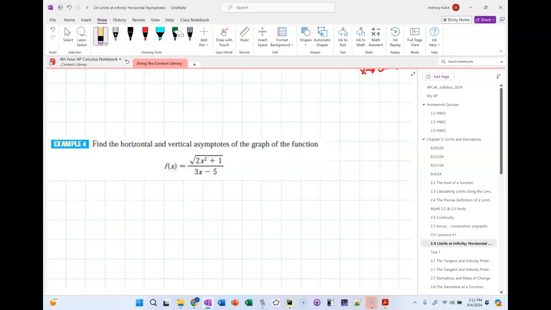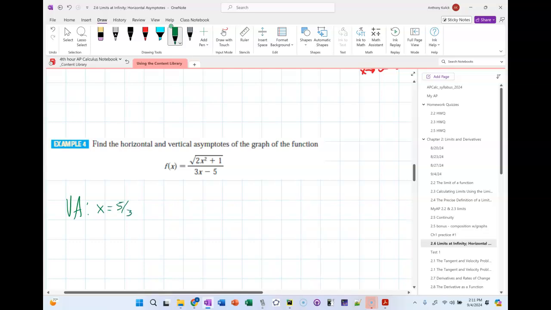We set the denominator equal to 0, right? What do we get when the denominator is set equal to 0 and solved? 5/3, right? Everybody agree?